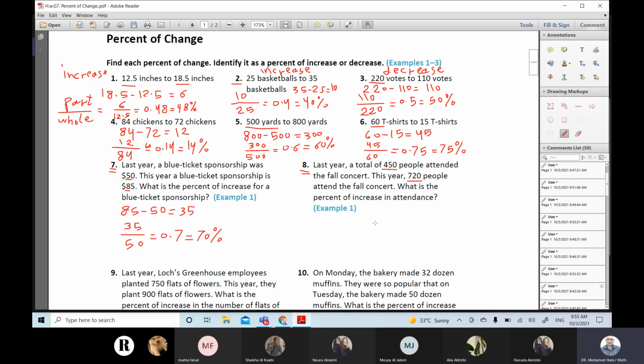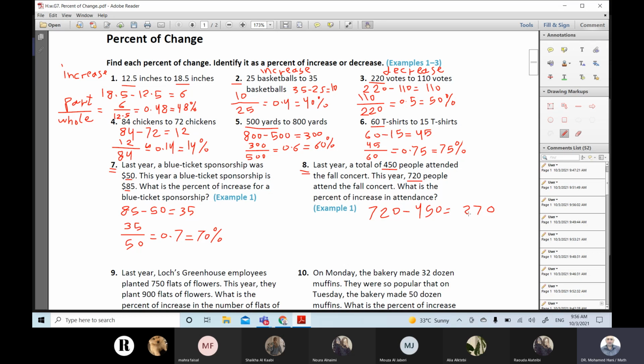Who can tell me now? We have increase or decrease? Increase. We have increase. So great, Alia. So we want to find the amount of increase. We have 720 minus 450. So the answer will be 270. This is the amount of increase.